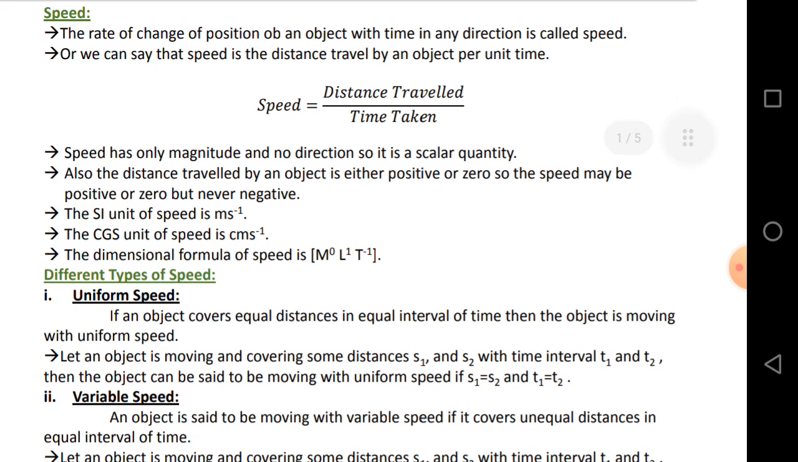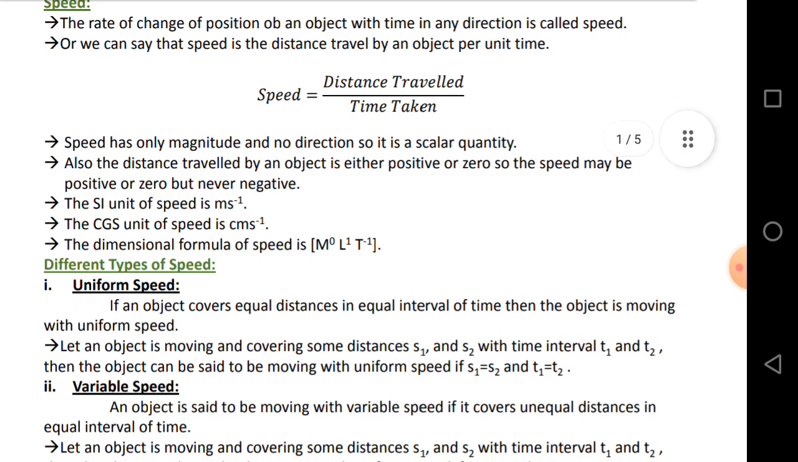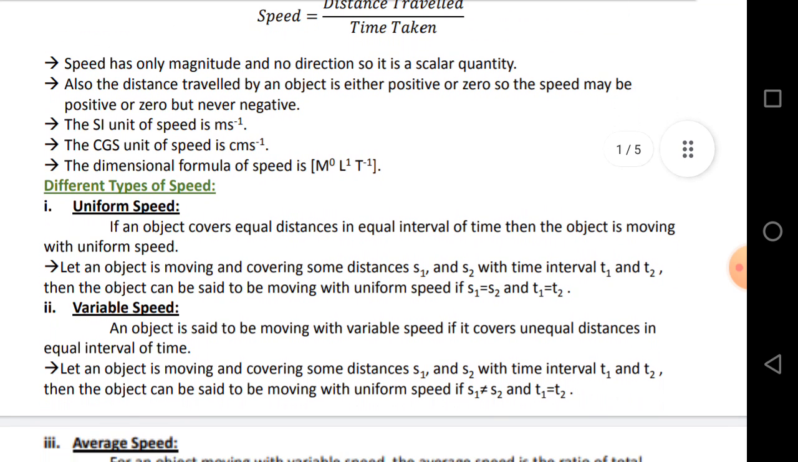Also, the distance traveled by an object is either positive or zero. So the speed may be positive or zero, but never negative. The SI unit of speed is meter per second, or the MKS unit of speed is meter per second. The CGS unit of speed is centimeter per second. The dimensional formula of speed is M^0 L^1 T^-1, where M is mass, L is length, T is time. Then different types of speed.